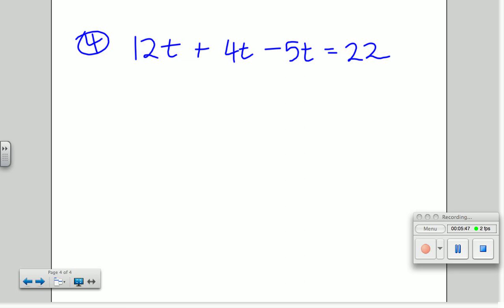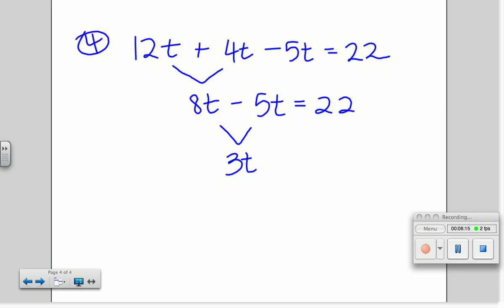So we have 12t plus 4t is going to be 8t, and then 8t, that's kind of funny, yeah? Sounds like I'm saying 80, but I ain't. I'm saying 8t. So 8t minus 5t, and that's going to be all equal to 22. So 8t minus 5t, that's going to get you 3t, and that's equal to 22.